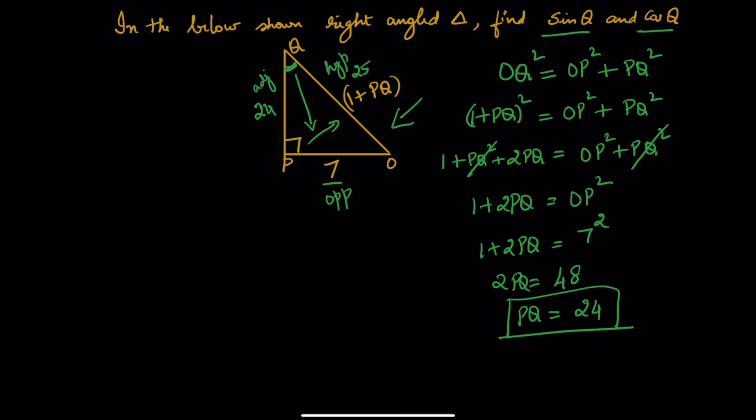There is a change in where we are standing here. So sine Q now will be opposite by hypotenuse, which is 7 by 25, and cos Q is adjacent by hypotenuse, which is 24 by 25. So this is one important thing to notice in this problem, is where we are actually measuring the angle from.